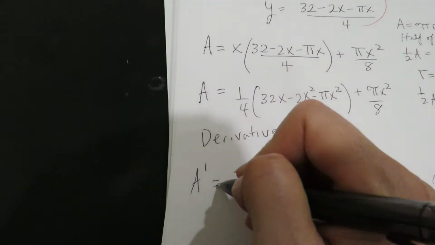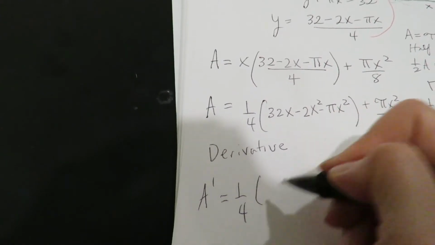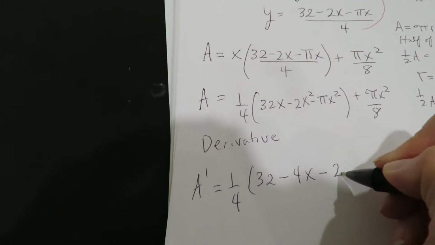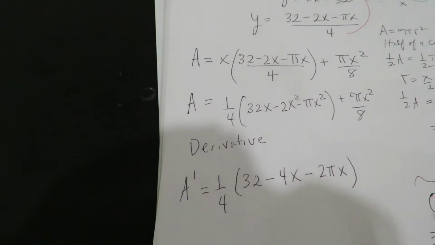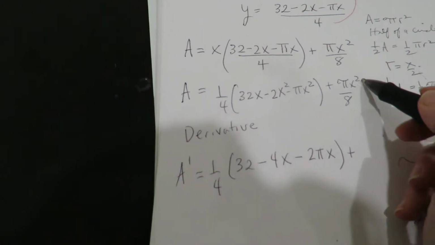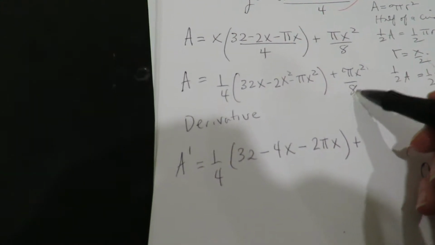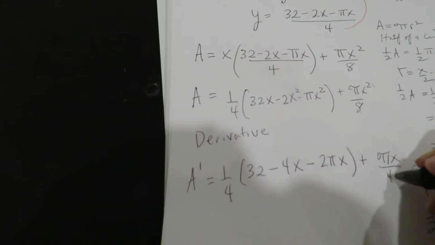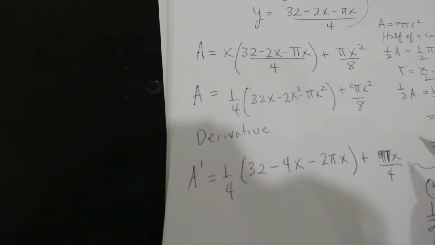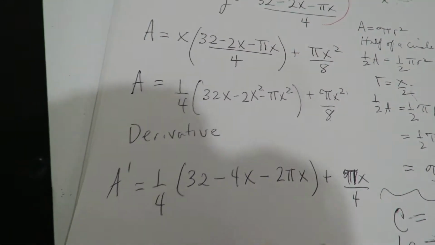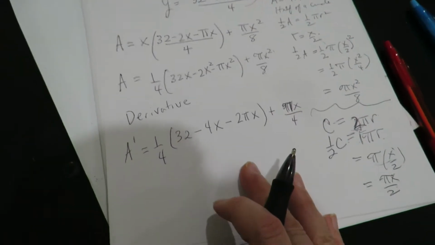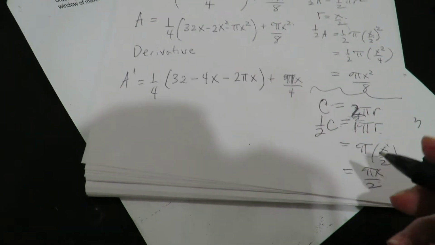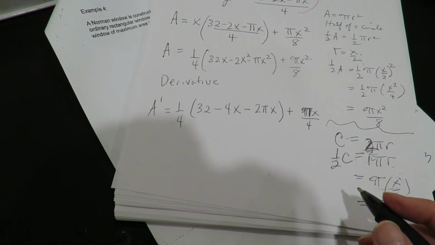So A prime is going to equal, the 1/4 is just a multiplier, 32 minus 4x minus 2 pi x plus, now when you bring the 2 down, it's going to reduce with the 8. So it's going to be pi x over 4. Okay, if this video gets too long for this one problem, I will pick it up in a second one. Alright, that is the derivative.